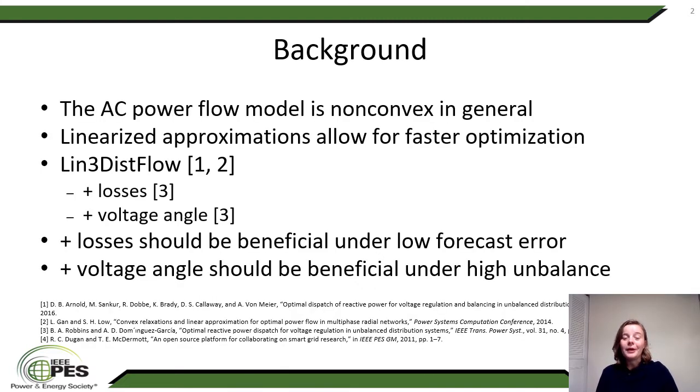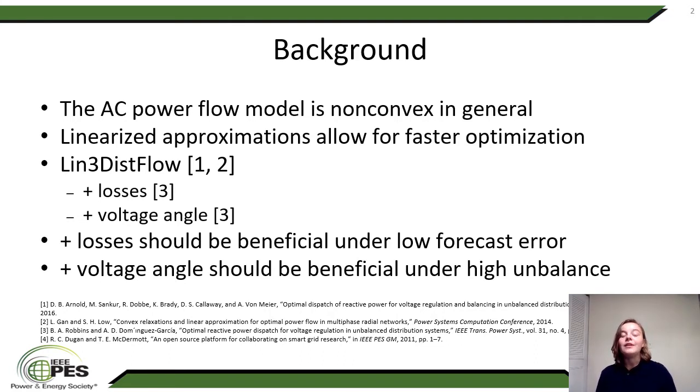So why do we care about all this? Well, the AC power flow model is non-convex in general, which means that it's often too slow to be used properly in optimizations. But we really want to perform optimizations for things like smart grid technologies and a better understanding of the power network, especially as we add things like more distributed energy resources to our grid. Thus, it's important to use linearized approximations of the power flow model for faster optimization.